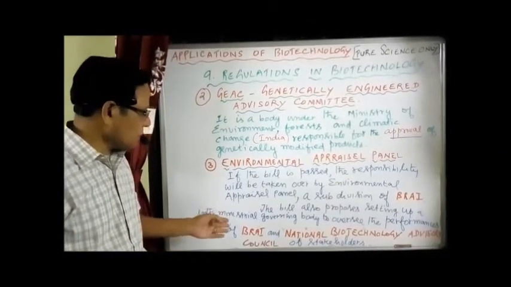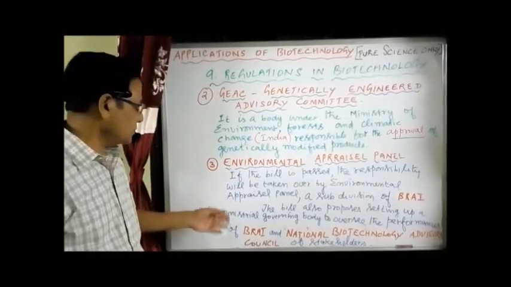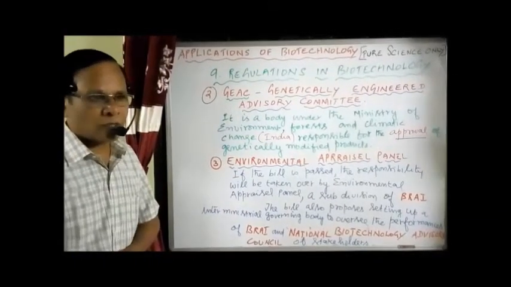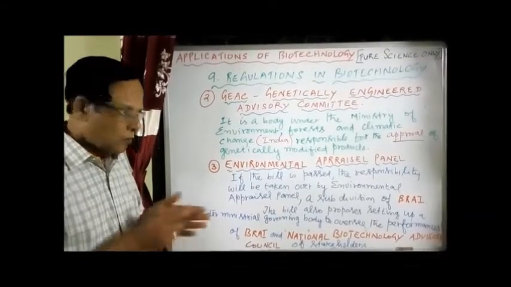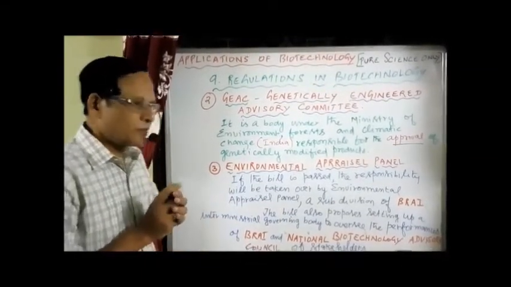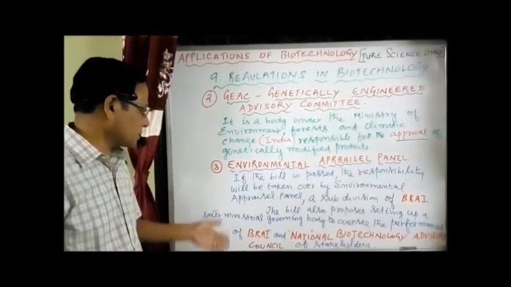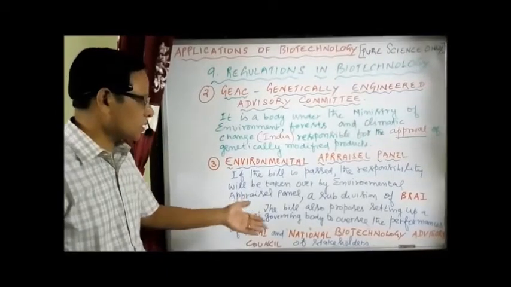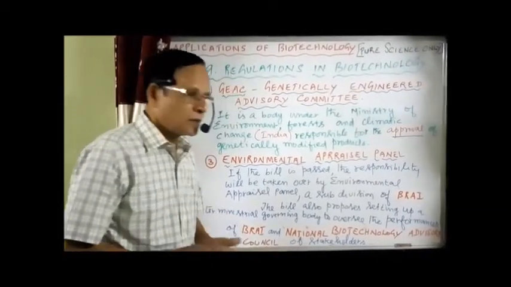These two are actually governed or overseen by the bill. Once the bill has been passed, according to the bill, a committee, a body, has been set up to oversee the performance of BRAI and the National Biotechnology Advisory Council of stakeholders.